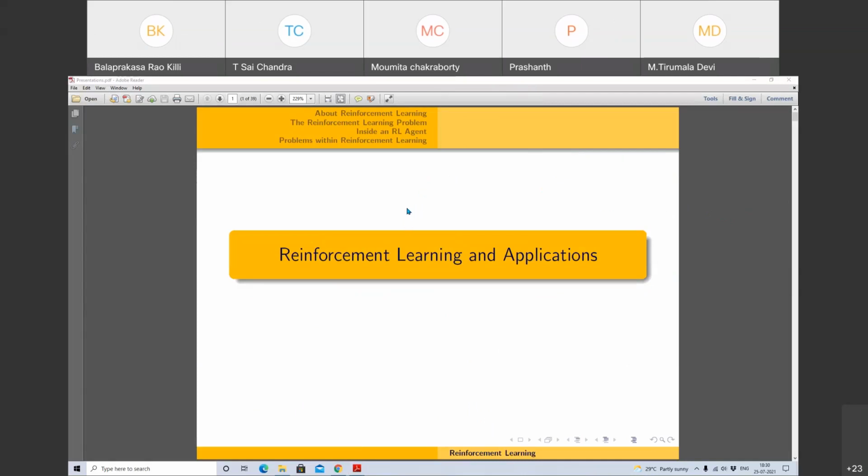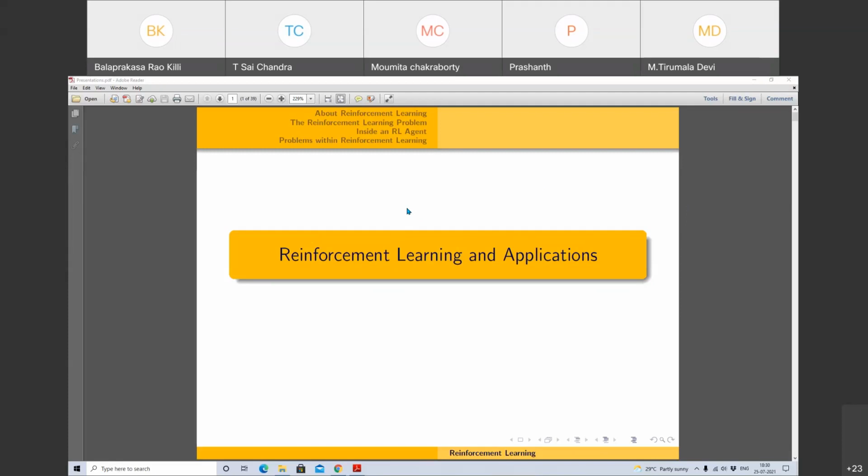Myself, Dr. Balaprakash Rao, working as an assistant professor at NIT Warangal. In this session, I'm going to cover reinforcement learning and its applications. And tomorrow I'm going to demonstrate this in Python.